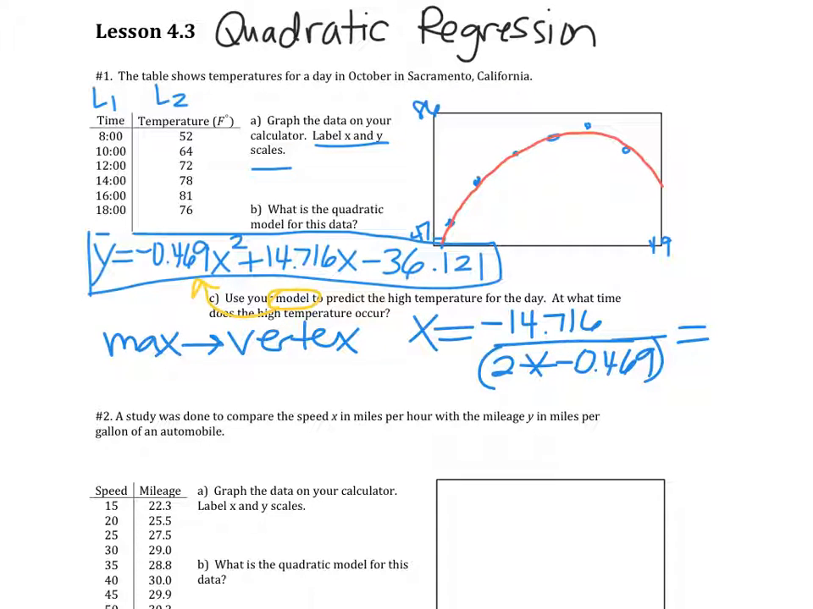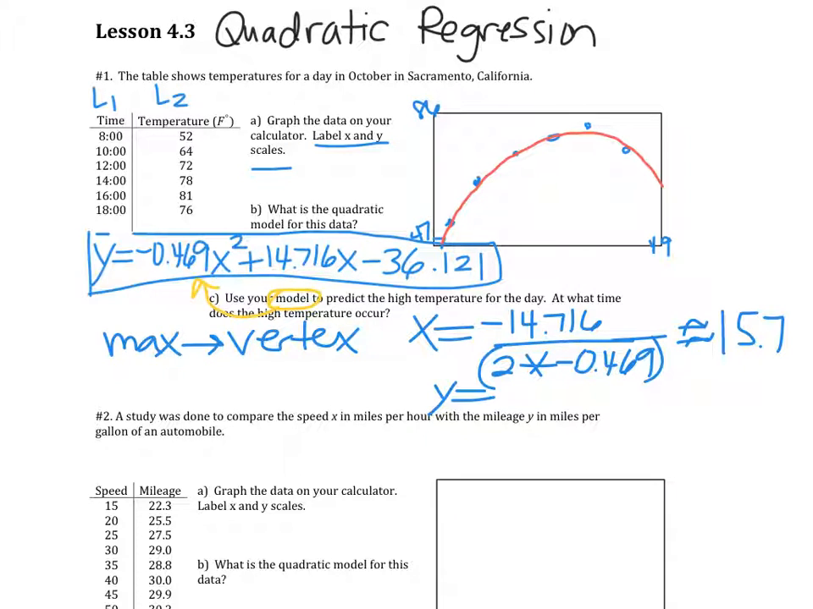So do this. On your calculator, do negative 14.716 divided by parentheses 2 times negative 0.469, end parentheses, hit enter. You should get about 15.7. But now we have to plug that back into our equation to find out what y is. Do you remember on the video when I told you to use that answer button? Did you like that at all? Did you do that? Let me tell you I'll show you again how to do that.